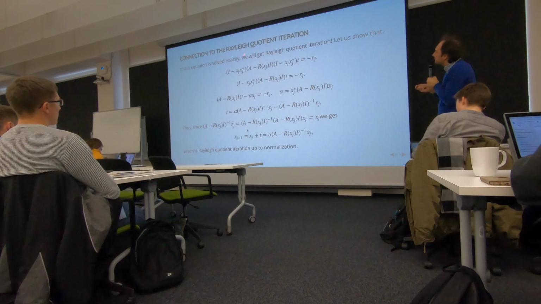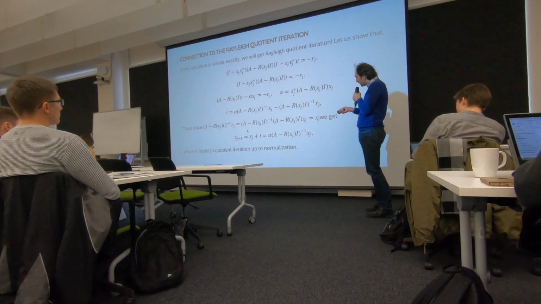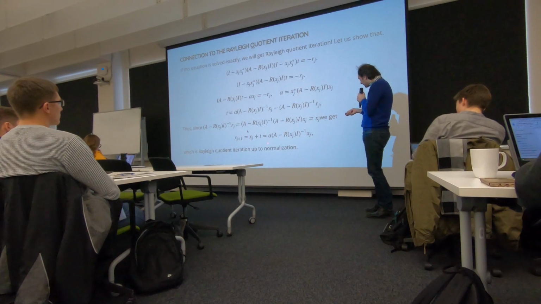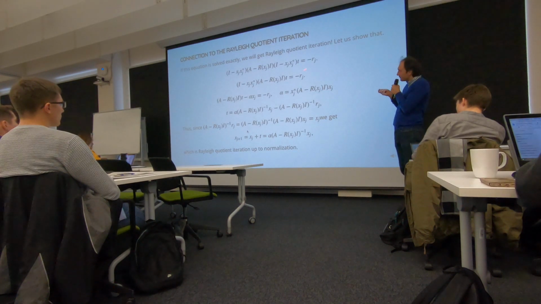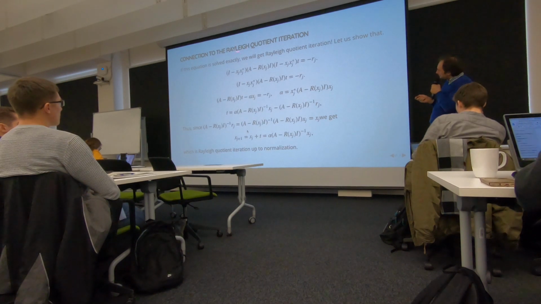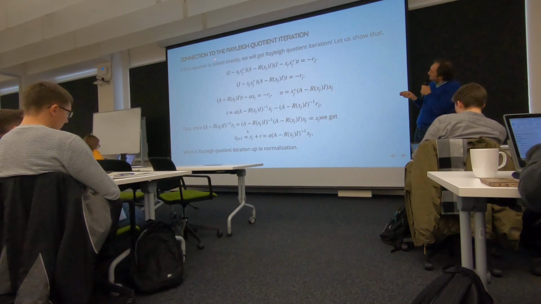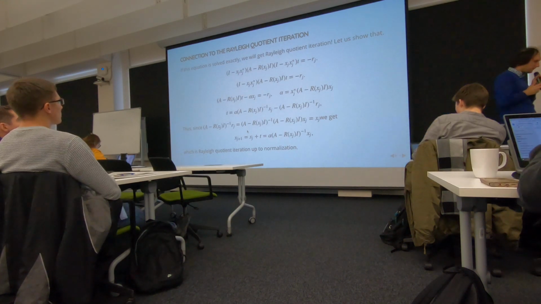So if you solve the system exactly, I will skip all of these computations, of course, but you can check it. If you solve this by using simple linear algebra, you can show that the new iterate is just the same iterate as you get from the Rayleigh quotient iteration. So in exact arithmetic, if you solve the Jacobi correction equation exactly, you get the same iterate as for the Rayleigh quotient iteration. But if you solve it inexactly, it is much better than solving this equation exactly.